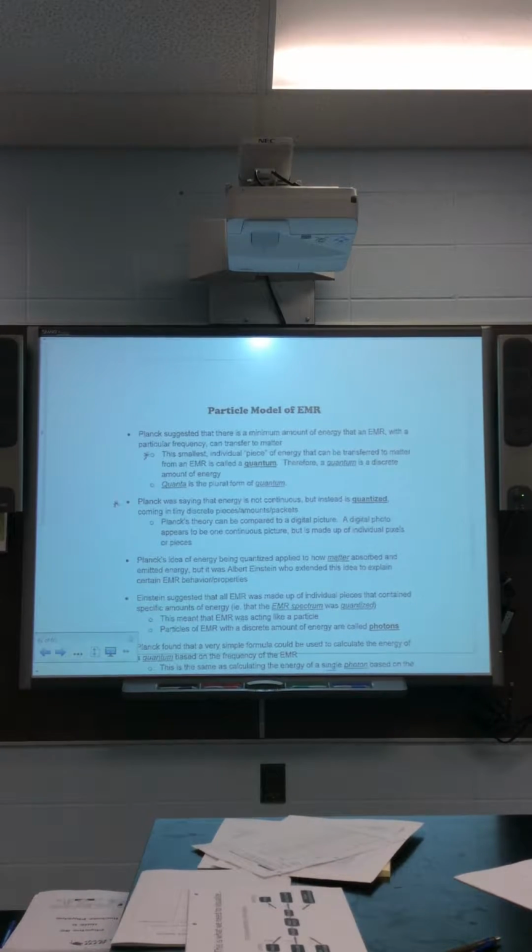Okay, so for the particle model of EMR, we're looking at a new scientist named Planck. He suggested that there's a minimum amount of energy that electromagnetic radiation with a particular frequency can be used to transfer to matter. So what we're looking at is a very small individual piece of energy, otherwise known as a quantum. And as we get further along, you'll see that we also call it a photon. And it's a packet of energy. And this supports the duality portion of wave-particle theory because it's packets of energy that are moving along in the wave motion.